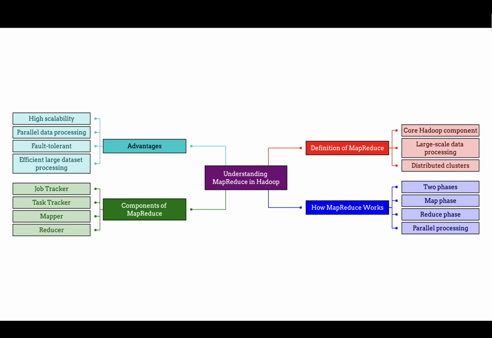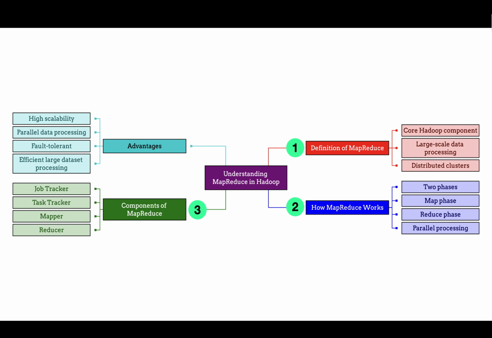Understanding MapReduce in Hadoop. 1. Definition of MapReduce. MapReduce is a core component of the Hadoop framework. It's a programming model and processing technique designed to perform large-scale data processing across distributed clusters. 2. How MapReduce works. It works in two phases: the map phase filters and organizes data, and the reduce phase performs summary operations. The input data is split into independent chunks processed in parallel.